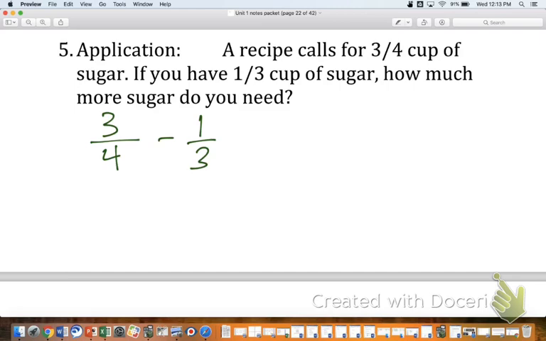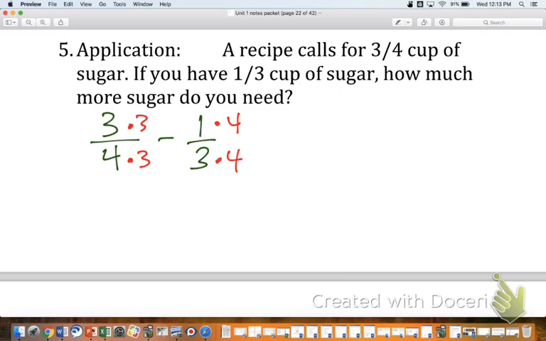So for the first fraction, the denominator right now is 4. So what do I need to multiply that 4 by to get to 12? 3. So I'm going to multiply the denominator by 3. And if I do that, I got to multiply the numerator by 3. What about the other one? The current denominator is 3, but I want it to be a 12. So I need to multiply by 4, and times 4 in the numerator.